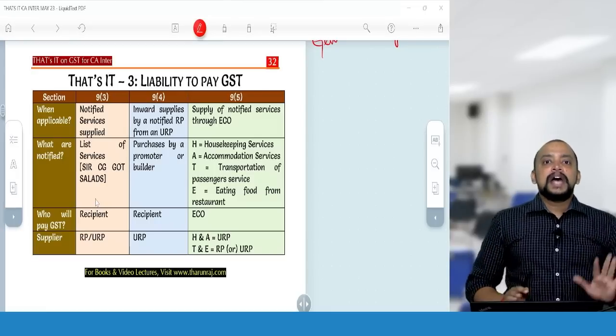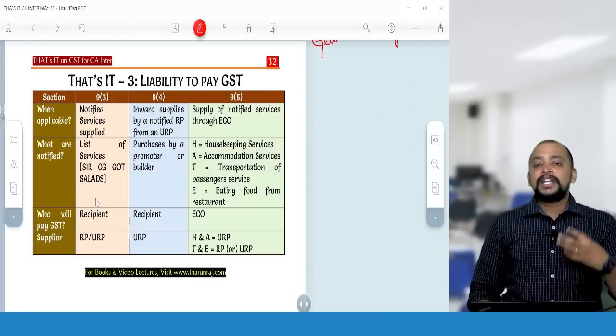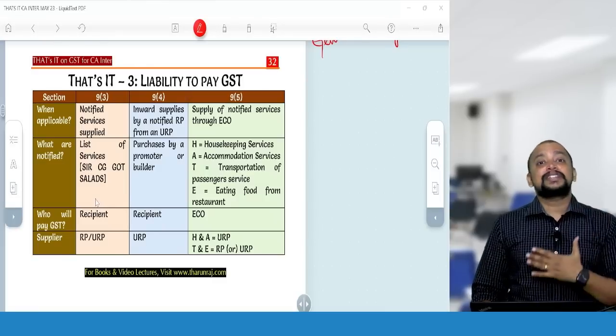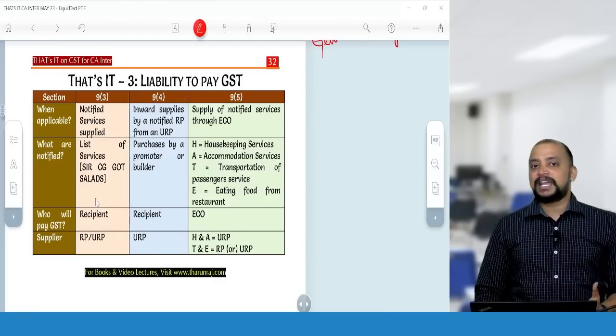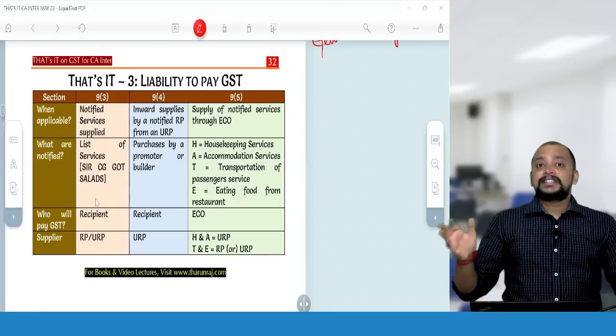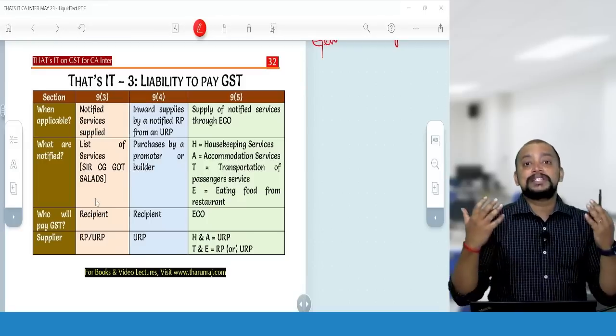Now right now, as per 9(1) and 9(2) general rule, who is liable to pay GST to the government? On every transaction which is taxable, the liability to pay GST to government is on the supplier, that is FCM, forward charge mechanism. Whereas in these cases 9(3), 9(4) and 9(5), the supplier will not pay GST to government, but some other person will pay GST to government. Who is that some other person?